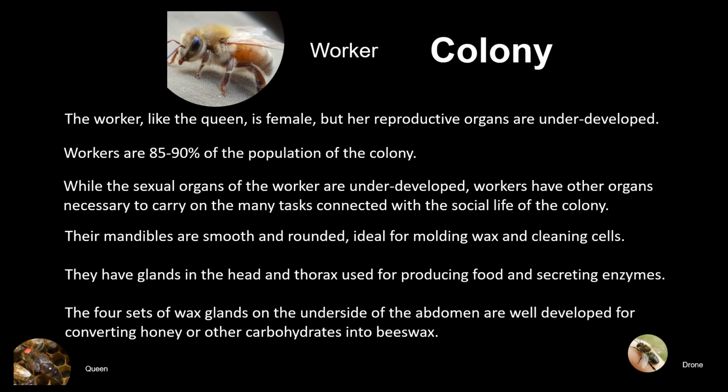The worker, like the queen, is female, but her reproductive organs are underdeveloped. Workers are 85 to 90% of the population of the colony. And while the sexual organs of the workers are underdeveloped, workers have other organs necessary to carry on many tasks connected with the social life of the colony. Their mandibles are smooth and rounded, ideal for molding wax and cleaning cells. They have glands in their head and throats used for producing food and secreting enzymes. The 4 sets of wax glands on the underside of the abdomen are well developed for converting honey or other carbohydrates into beeswax.